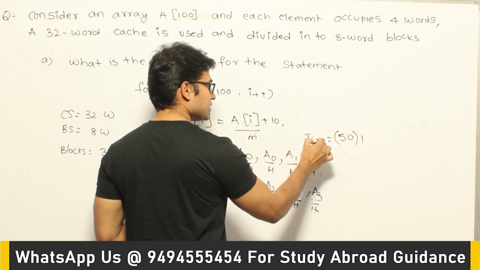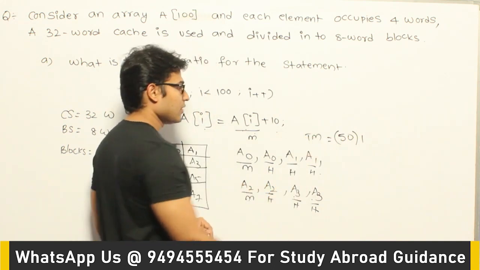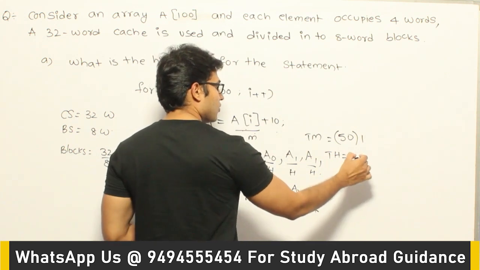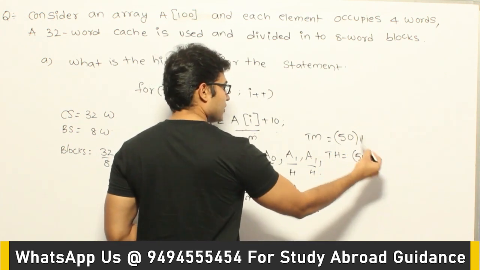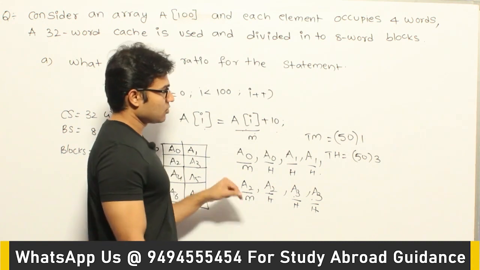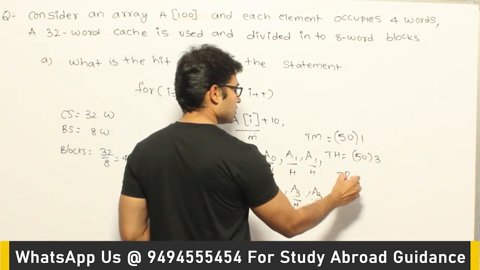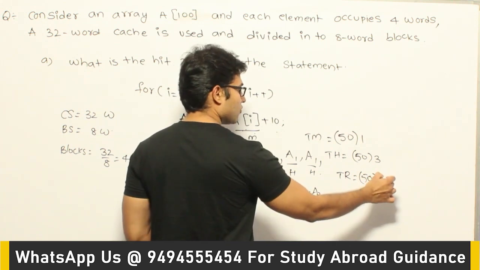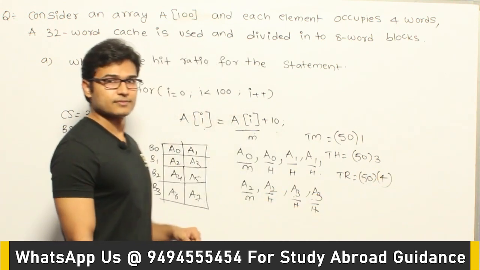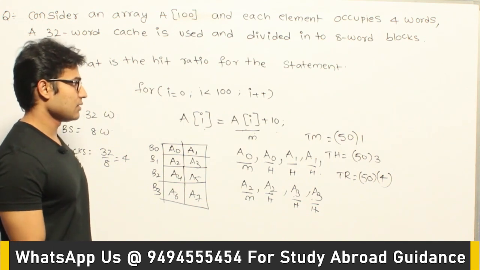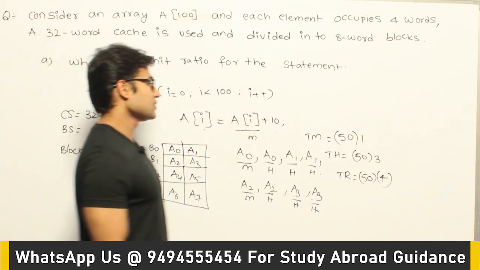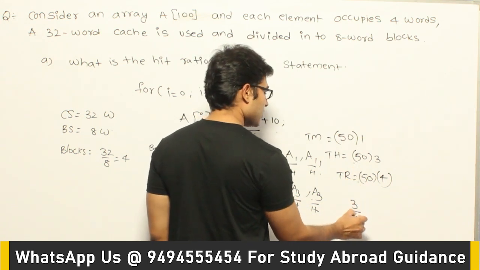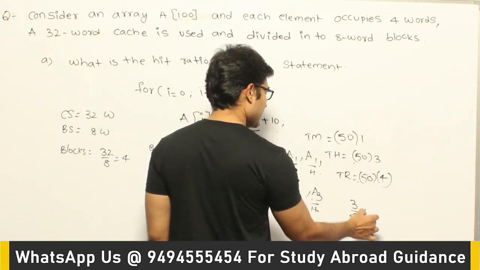So this is the total misses, isn't it? Then what about the total hits? Total hits is going to be 3 out of every 4, so 3 per pair. What about the total references? The total references is going to be 50 pairs, and for every pair you are going to have 4 references, right? Therefore, what is the hit rate and miss rate? So the hit ratio is nothing but the total hits divided by total references, which means 3 by 4, 50 and 50 will get cancelled, into 100.